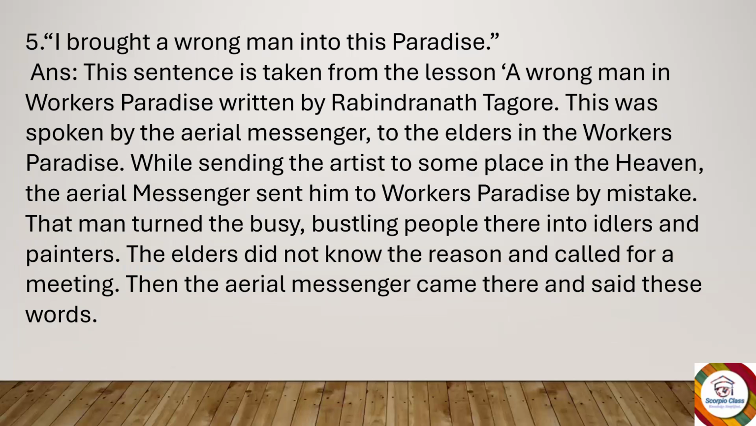Next, "I brought a wrong man into this paradise." Answer. This sentence is taken from the lesson A Wrong Man in Workers' Paradise written by Rabindranath Tagore. This was spoken by the aerial messenger to the elders in the Workers' Paradise. While sending the artist to some place in heaven, the aerial messenger sent him to the Workers' Paradise by mistake. That man turned the busy, bustling people there into idlers and painters. The elders did not know the reason and called for a meeting. Then the aerial messenger came there and said these words.